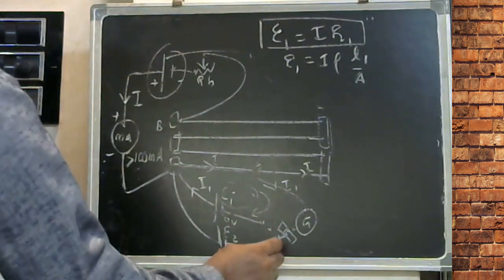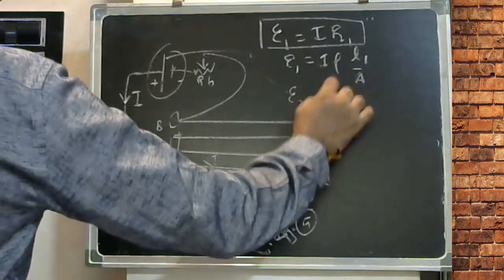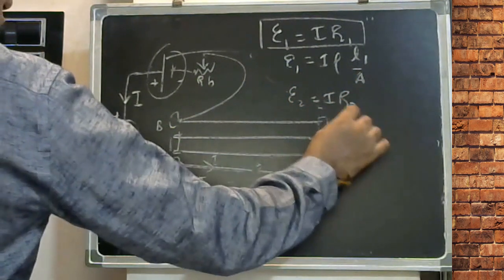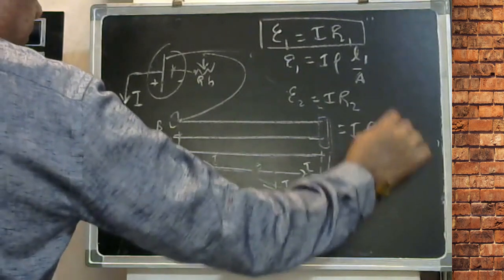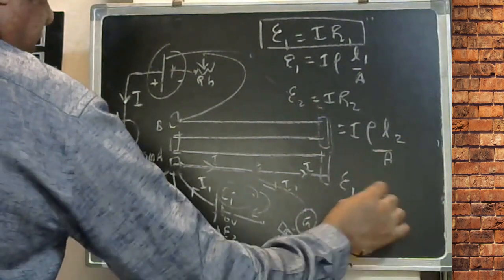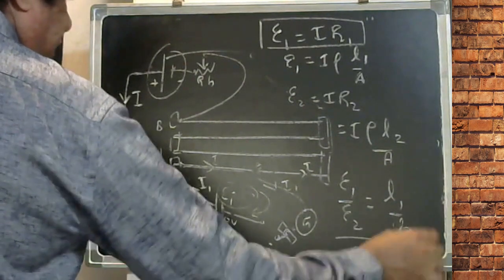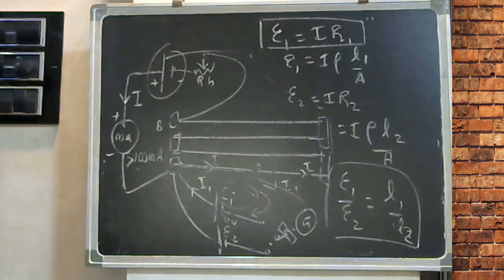Similarly, now remove this key, put this now. So you get E2 equal to I R2, because the voltage drop in the second is matched. R is rho L2 by A. Now E1 by E2, everything is cancelled. Only you get L1 by L2. L1 is calculated by you, L2 is calculated by you. Divide them. That's going to be the ratio of EMF of E1 and E2. That's what we want in your potentiometer for comparing the two cells.